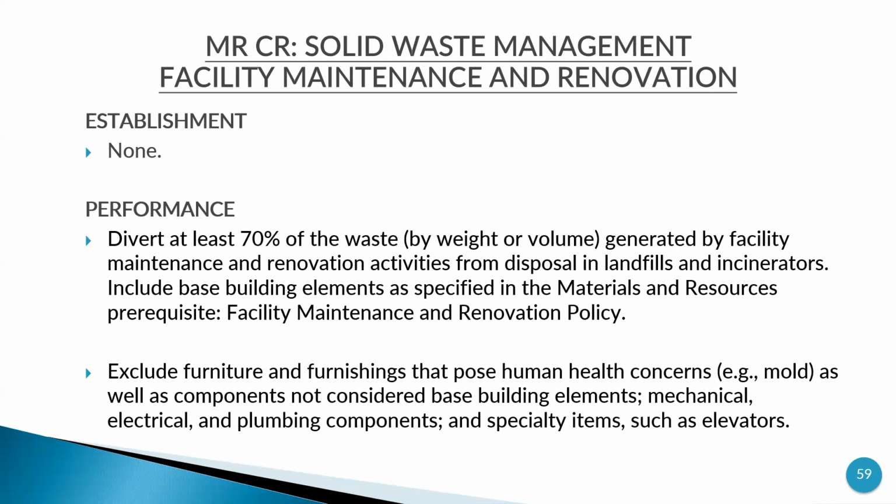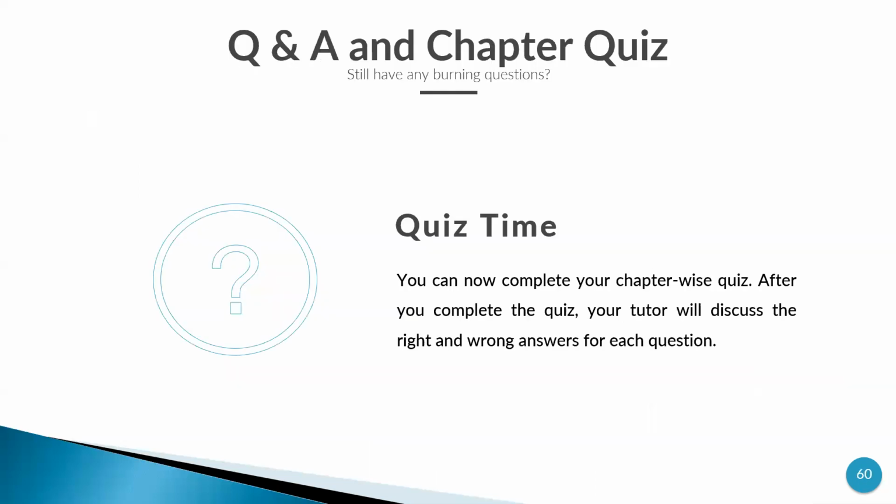Means from these two aspects we have to divert it, that is 70% of the waste by weight or by volume. Include the base building elements. We have to avoid the incinerator also. Yes, because the last but one option is incinerator. Exclude furniture and furnishings that pose human health concerns, as well as components not considered base building elements, that is mechanical, electrical, MEP equipment, as I said, again elevators.